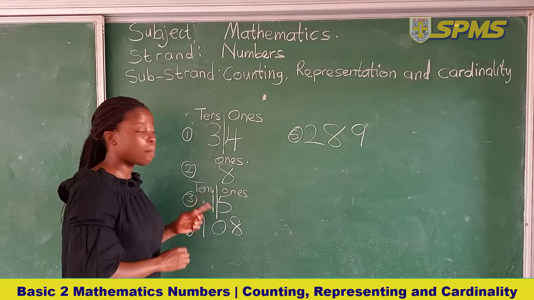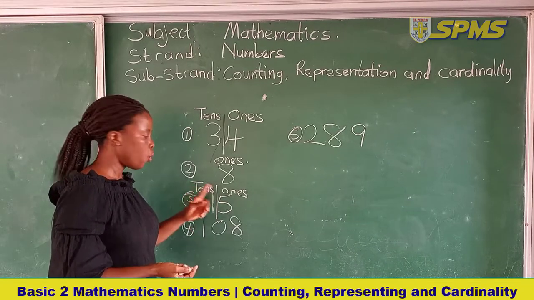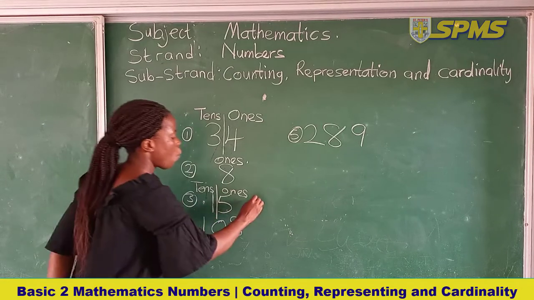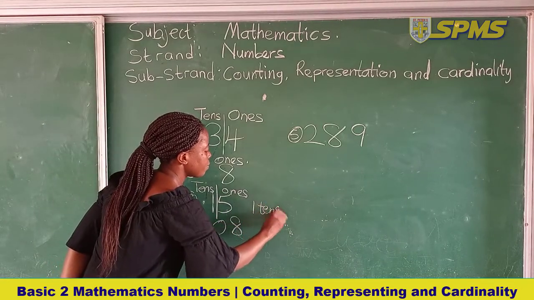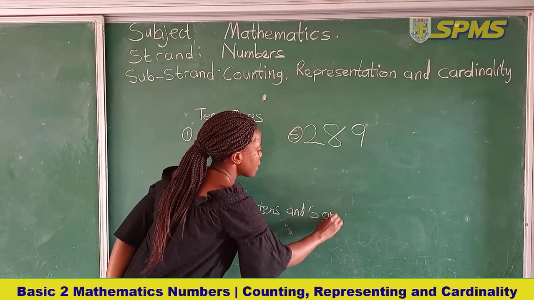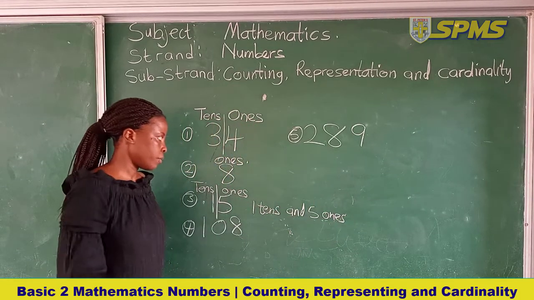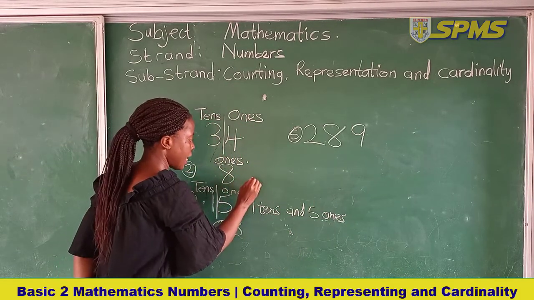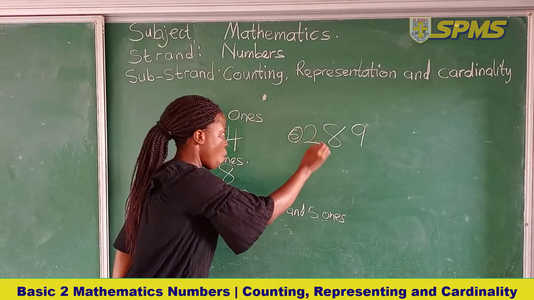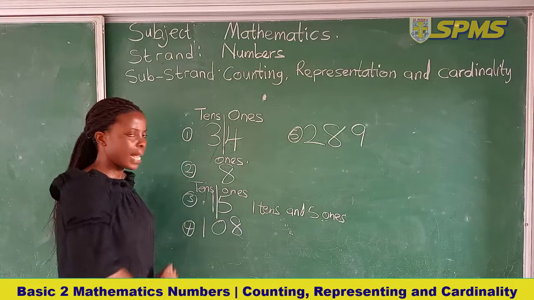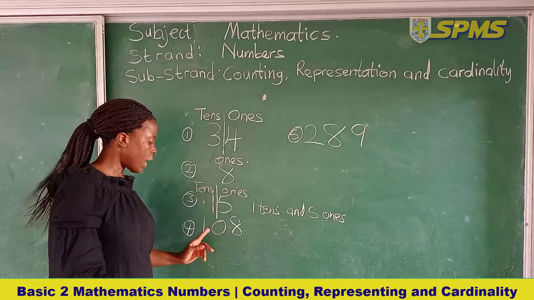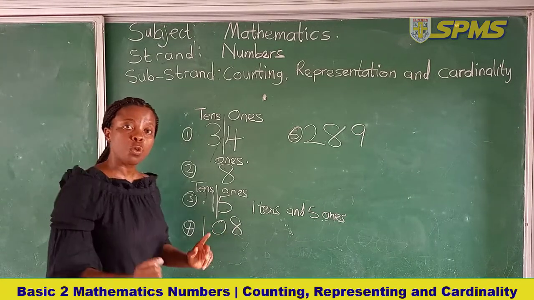It can be represented by only T or only O. So what is the place value of these numbers? 1 ten and 5 ones. Very good. This is only what? Tens. This is 3 tens and 4 ones. Let's move on to the next number. How many digits do you have here? We have 1, 2, 3. 3 digits.